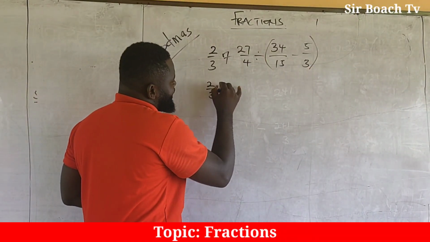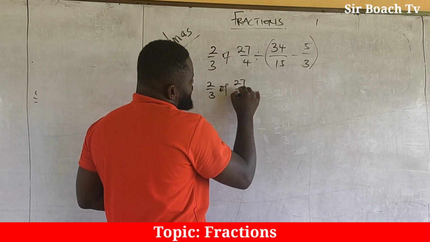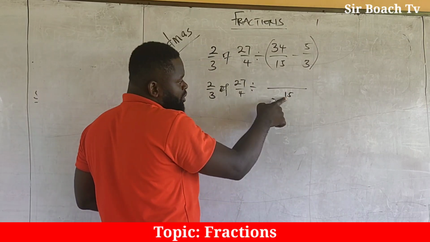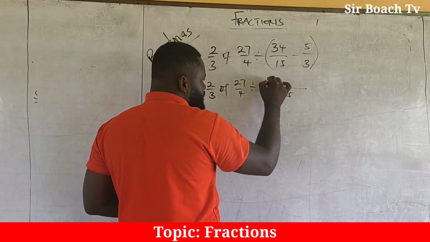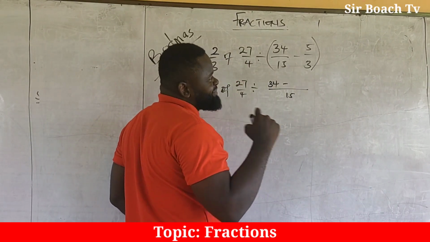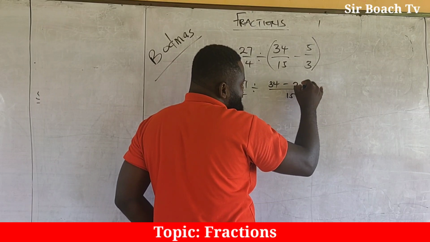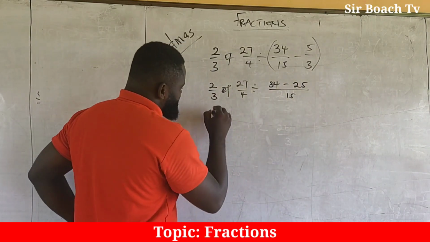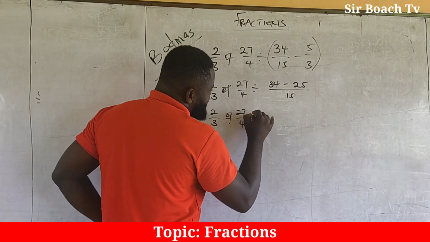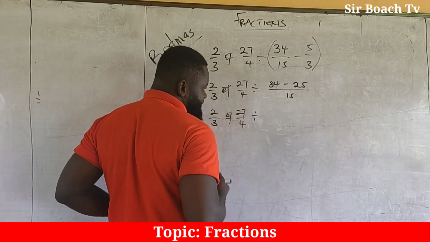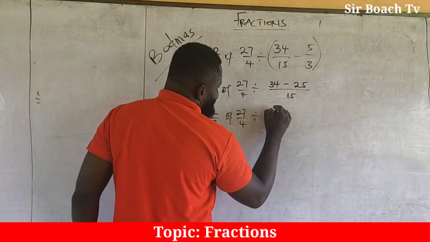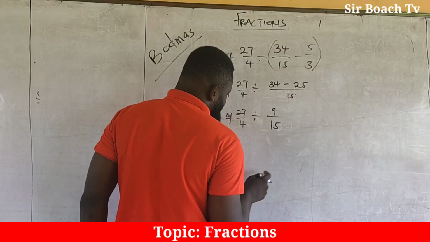So we are having 2 on 3 of 27 on 4 divided by, now the LCM here is 15. 15 goes into 15 once. 1 times 34 gives me 34. Minus, 3 goes into 15 5 times. 5 times 5 gives me 25. So we are going to get 2 on 3 of 27 on 4 divided by, now 34 minus 25. 34 minus 25 gives me 9. So that is 9 over 15.